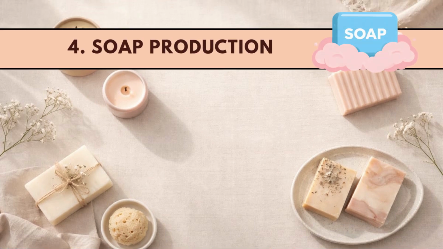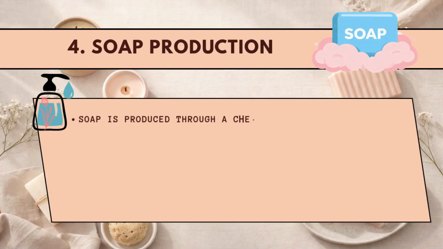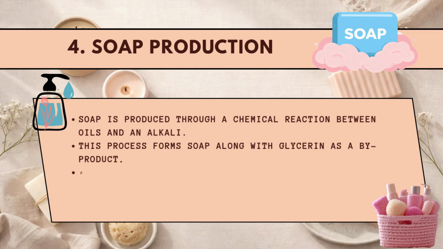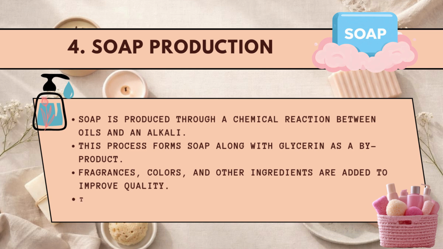4. Soap production. Soap is produced through a chemical reaction between oils and an alkali. This process forms soap along with glycerin as a byproduct. Fragrances, colors, and other ingredients are added to improve quality. The mixture is molded, hardened, and cut into bars.